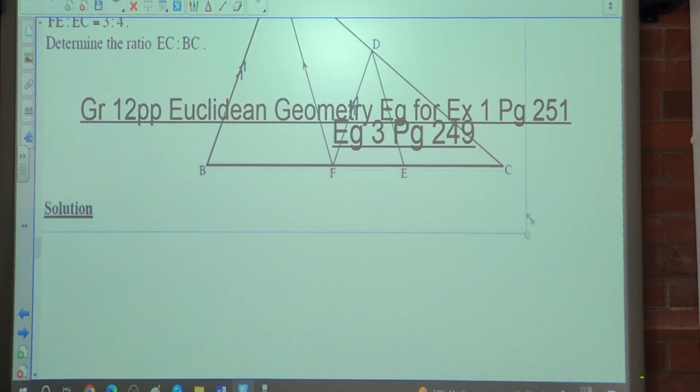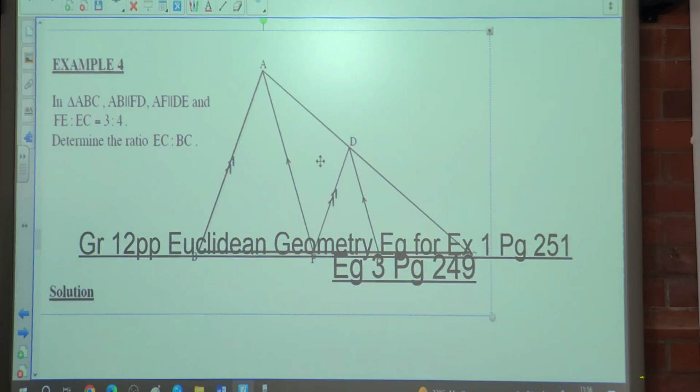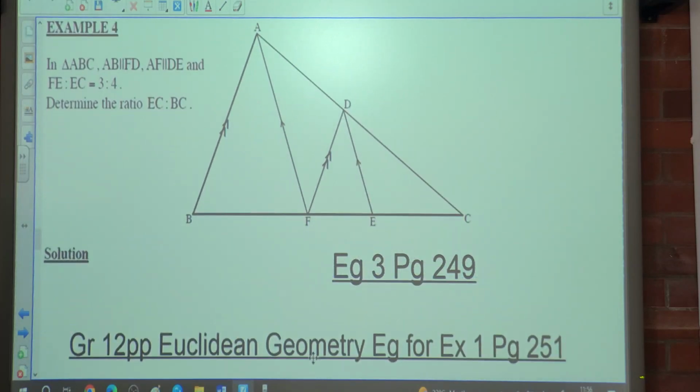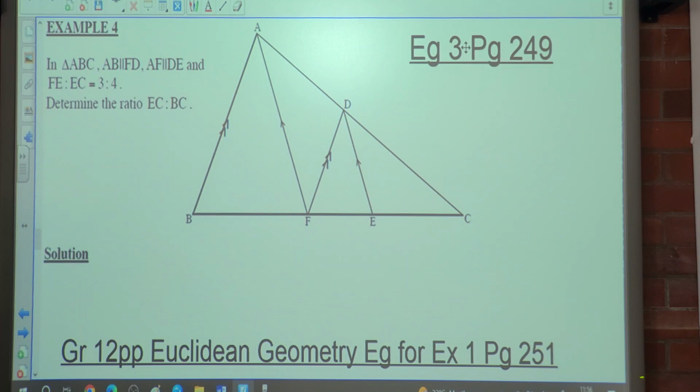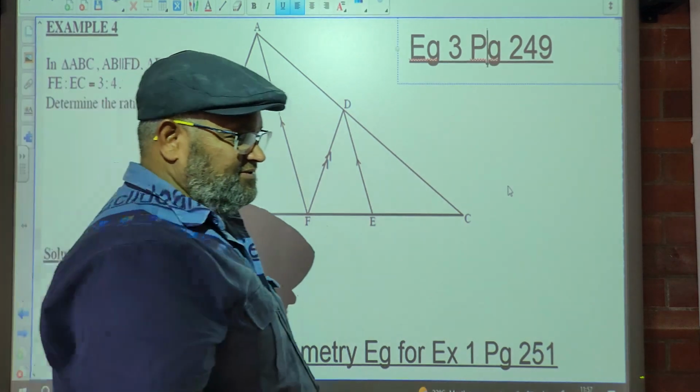Right, let's do the last example of this before we do this exercise. Example 4, and example 4 is on page 250.